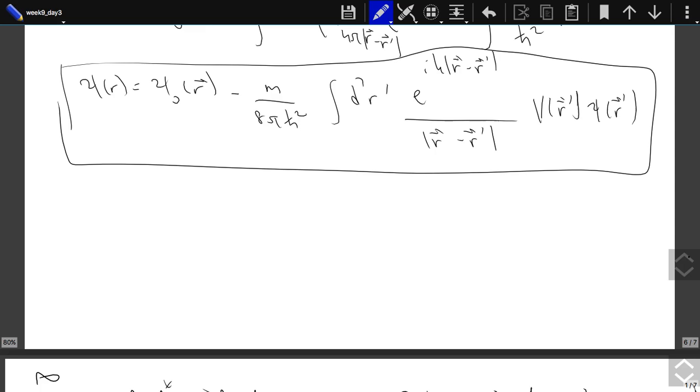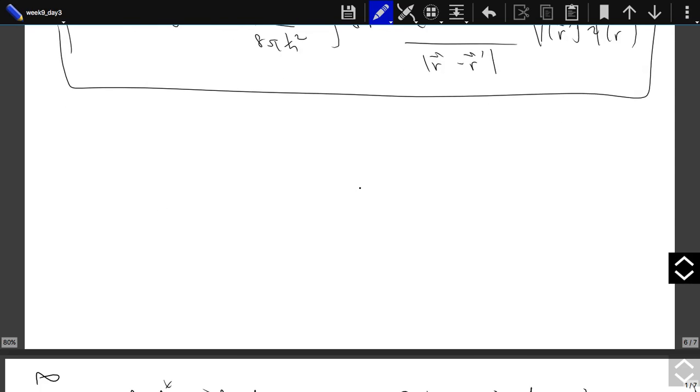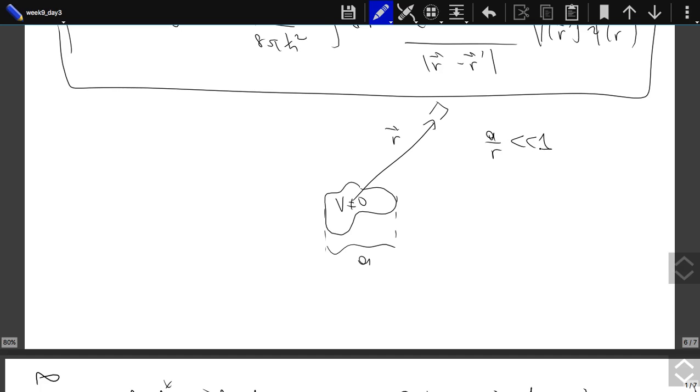So we are assuming that here is where the potential is non-zero. It has, let's say, some typical size a. Our detector is somewhere over here at a distance, at the position r, and a over r is much smaller than 1. So here is the potential source. We are looking at the wave function at a faraway point.